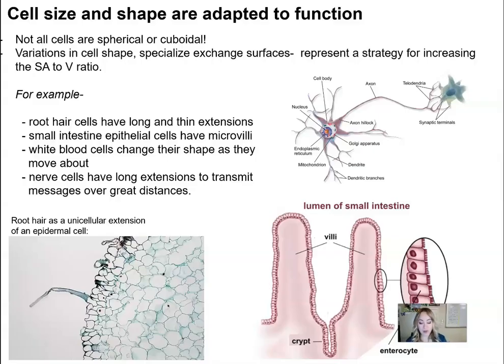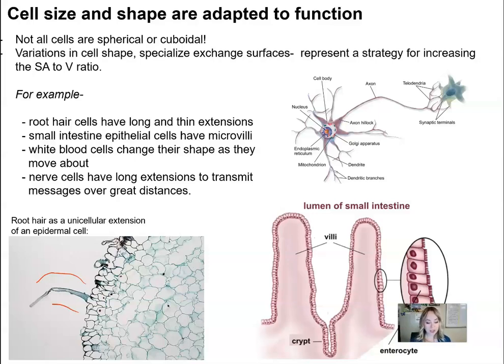And as you can see here, we have a root hair. So this is just one cell, but you can see how elongated it is. That's because you want to maximize the surface area, and this is where the water is coming into the plant. So the more membrane you have, the more aquaporins you have, the more water will be able to come in. So that transport is going to be much more efficient and rapid.